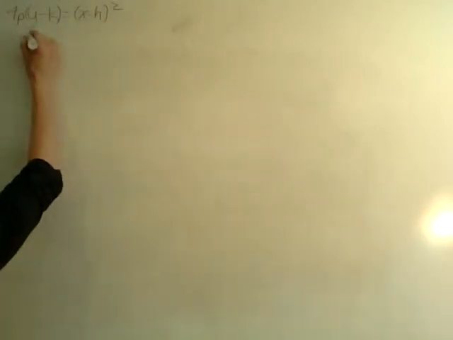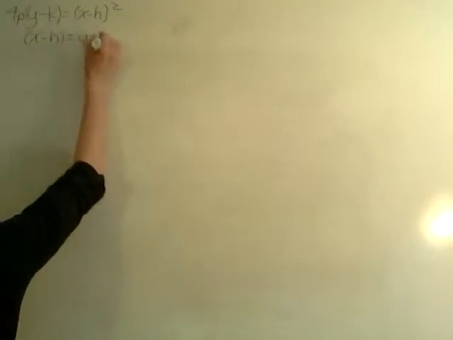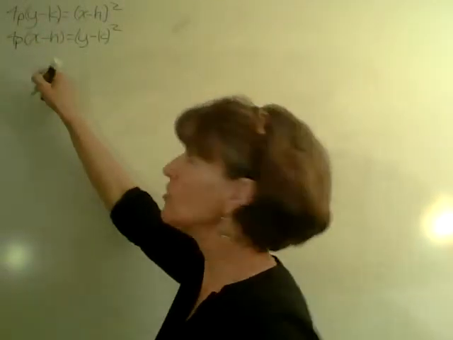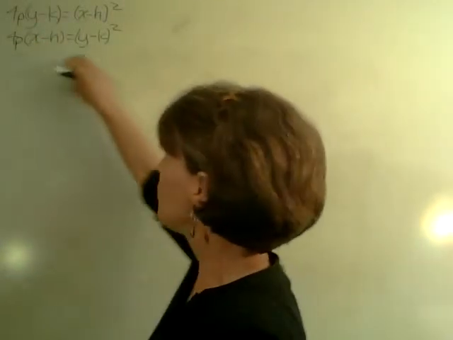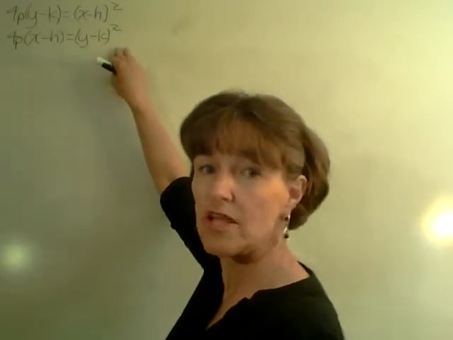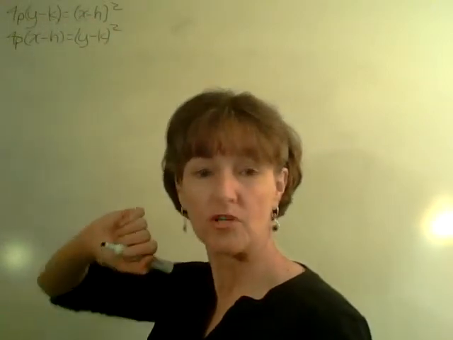And then the other form is x minus h equals y minus k squared, and the 4p is sitting next to the x minus h. So this would be the standard form for the parabola equations that open to the right and to the left, and the top one would be for the parabolas that open up or down.